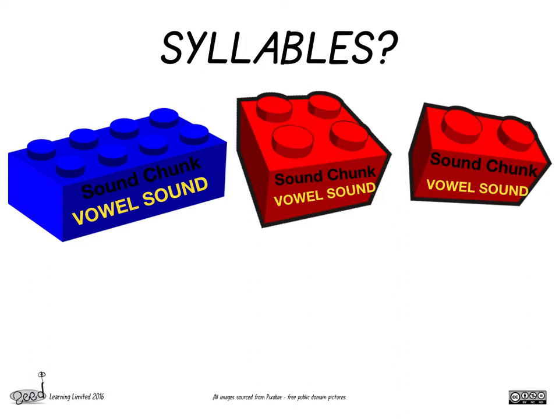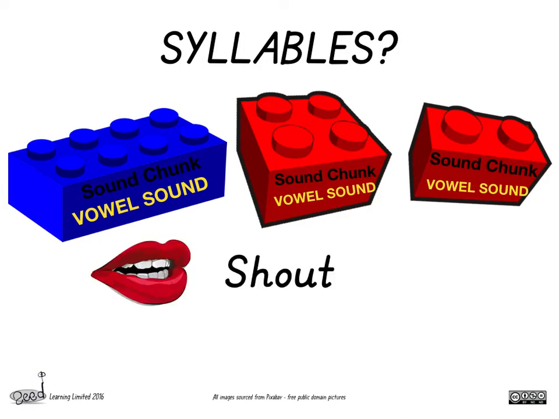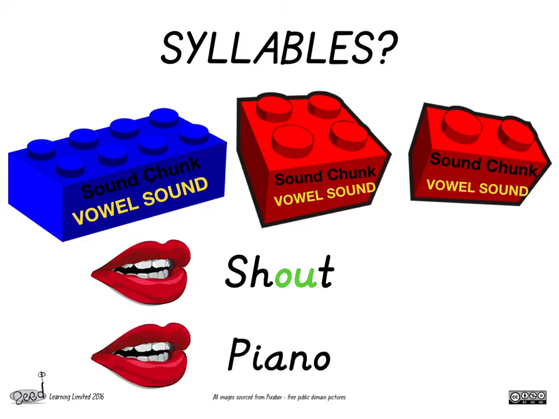The number of vowel sounds you hear in a word determines the number of syllables. In the word shout, there is just one syllable, because though there are 2 vowel letters in there, they represent just one vowel sound. And in the word piano, there are 3 syllables because we hear 3 separate vowel sounds. Pi-a-no. It's important to remember that syllables are organised around vowel sounds.